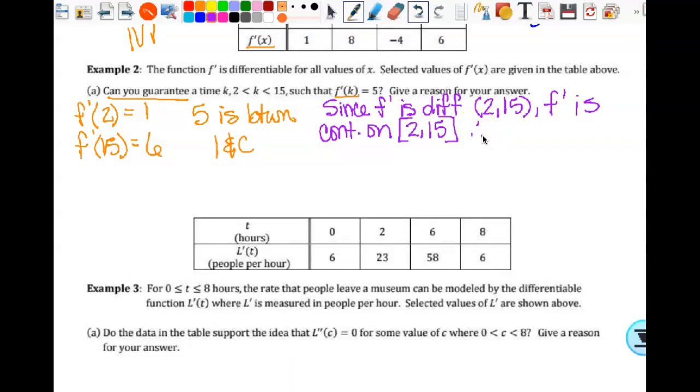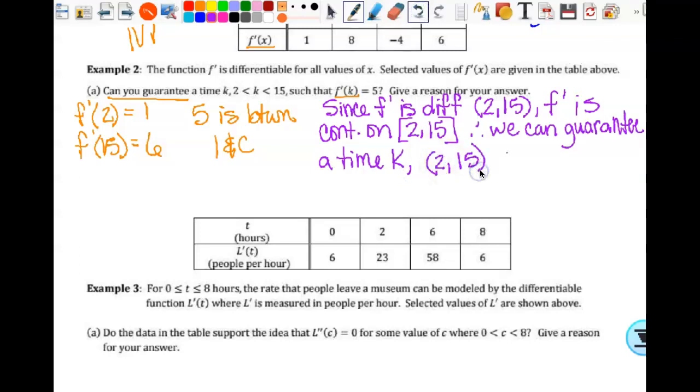Therefore, what? We can, what? Guarantee a time k on 2 to 15 such that f prime of k equals 5.